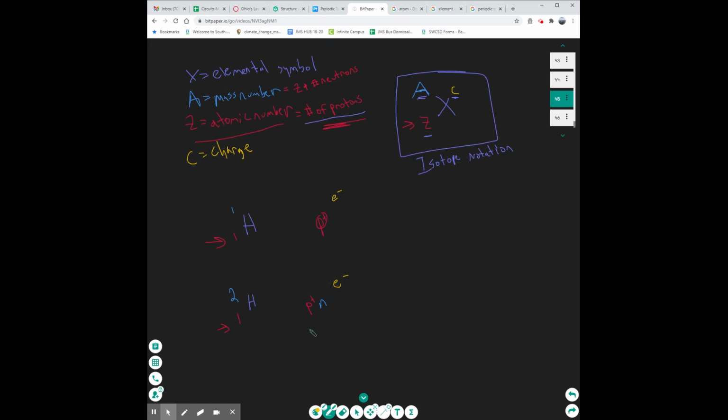Boom, done. Does it have a mass number of 2? Yes. Does it have all the parts it needs? Yes. Okay. These are called isotopes. An isotope is a version of an element that has the same number of protons, but a different number of neutrons.